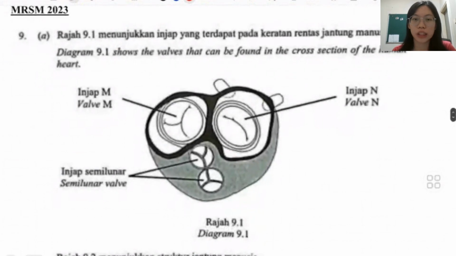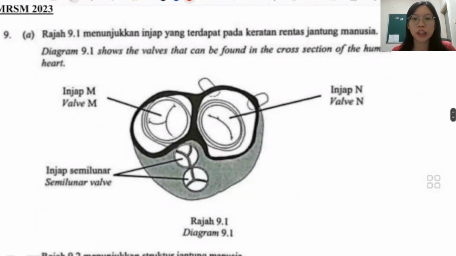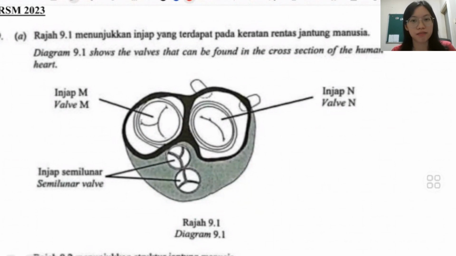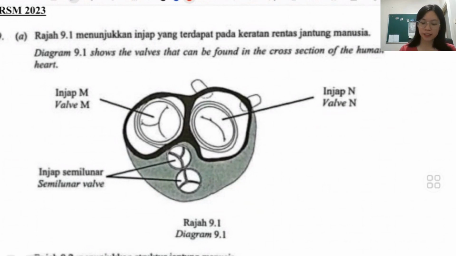So, moving on to this MRSM paper, it shows the valves that can be found in a cross-section of the human heart, and there's a semilunar valve, bicuspid and tricuspid, but which one is which? You cut it into half. For biology, your right hand side supposedly is the left. Okay, here is the right.